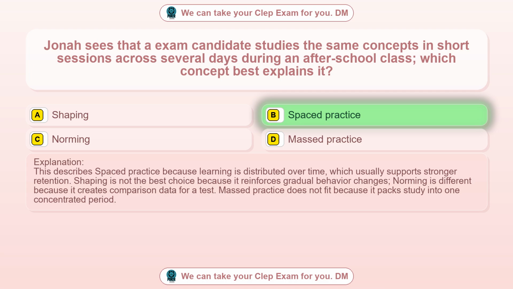This describes spaced practice because learning is distributed over time, which usually supports stronger retention. Shaping is not the best choice because it reinforces gradual behavior changes. Norming is different because it creates comparison data for a test. Massed practice does not fit because it packs study into one concentrated period.